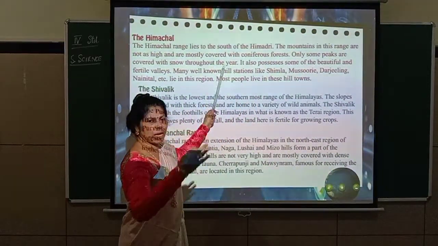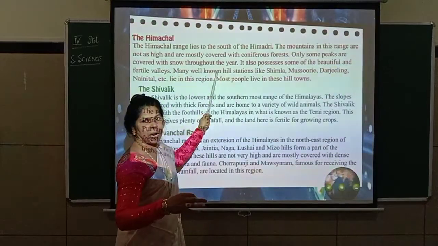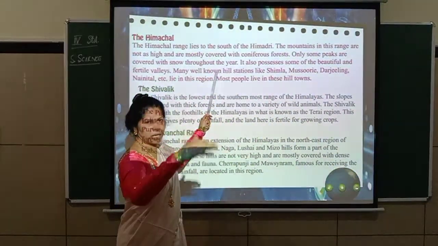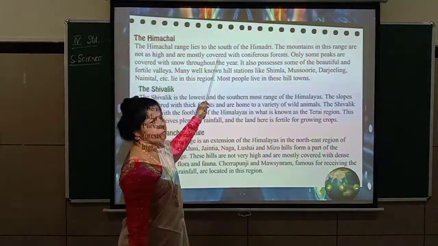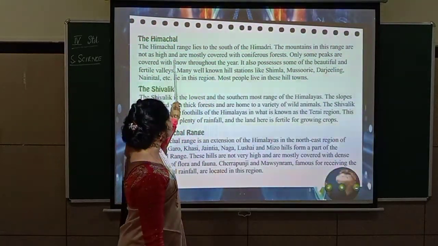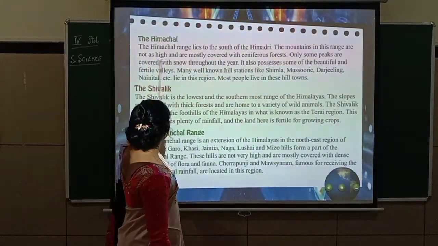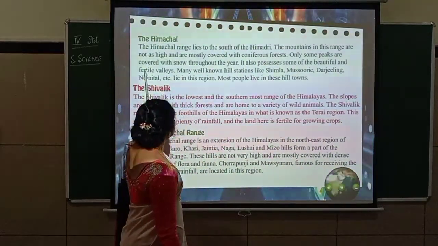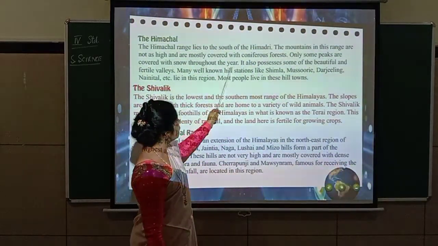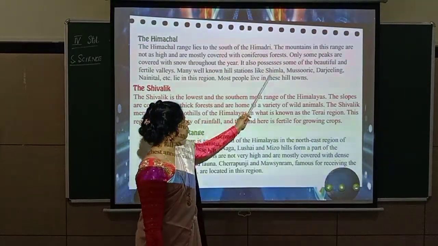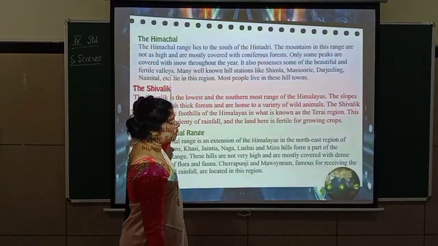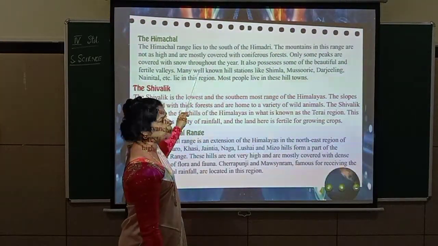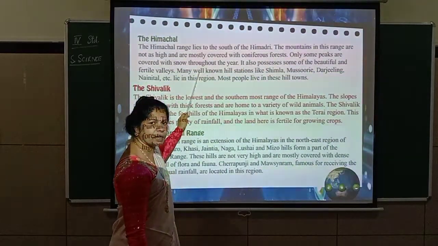Coniferous means cone-shaped plants, I told you the other day, with needle-like leaves, so that the snow and water fall off the trees or plants. So the mountains in this range are not as high and are mostly covered with coniferous forest. Only some peaks are covered with snow throughout the year. It also possesses some beautiful and fertile valleys. In the Himadri, every time you see snow, but here only some mountains have snow throughout the year. In some it is not there.